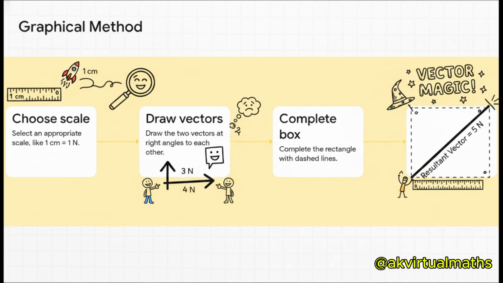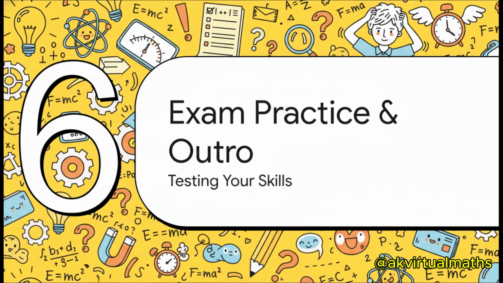If you take a ruler and measure it, you'll find it's exactly 5 centimeters long, meaning your resultant force is 5 newtons. You combine a 3 and a 4, and purely because of their directions, you get a 5. That is literally vector magic in action. All right, we made it to section 6, exam practice and outro.